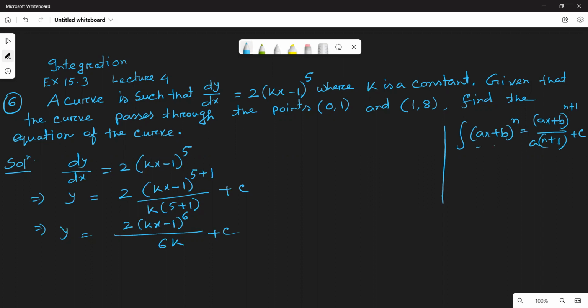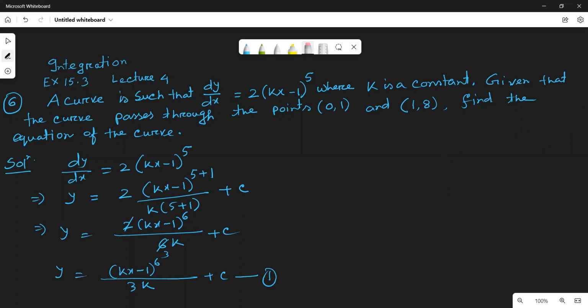This is the formula for integration of this type of term. Okay. Now, this 2 and this 6 cancel. We will get here y equals to (kx minus 1) to the power 6, by 3k, plus c. This is equation 1.